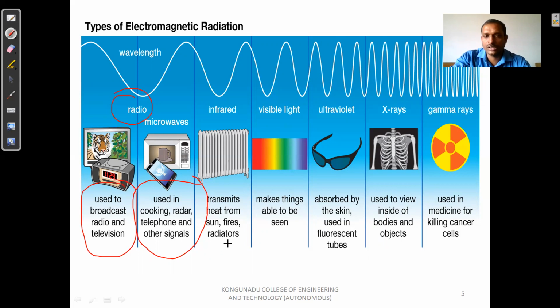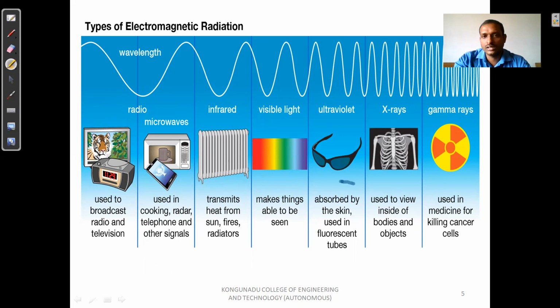The third one is infrared waves. Transfer of heat from one place to another, or radiation emission, depends upon this infrared concept. It is used to transmit heat from one equipment to another equipment, transferring heat from the sun, fires and radiators with the help of infrared signals. Next one is visible light. With the help of this only we are able to see the different colors and different things. It makes things able to be seen.